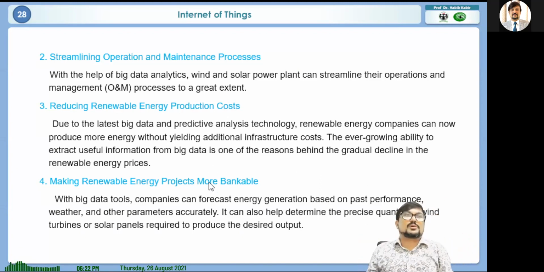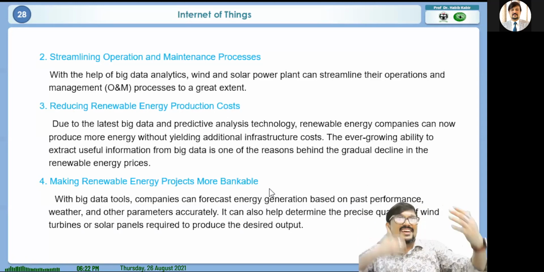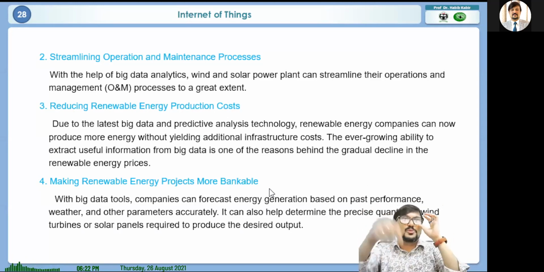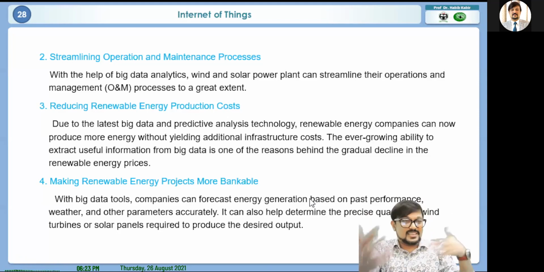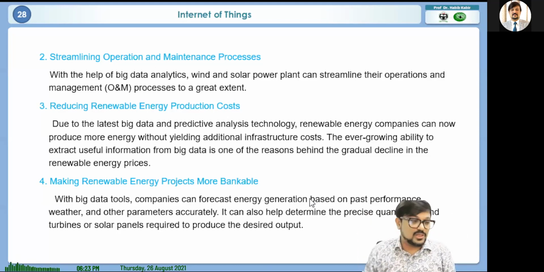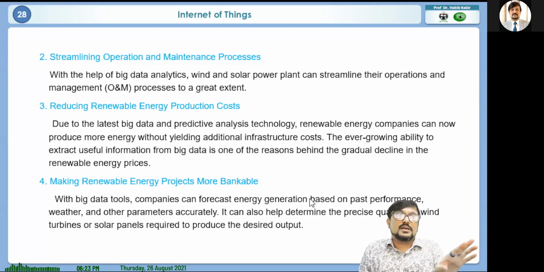Energy mix will be there. Okay, so making renewable energy projects more bankable. That means blockchain and other things, how we can put all of them together. So I'll tell you that I am doing some current, modern research. I have submitted only one paper so far. I am doing some battery ferry technology.